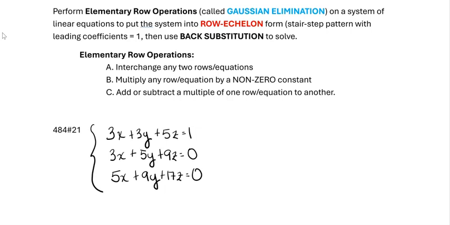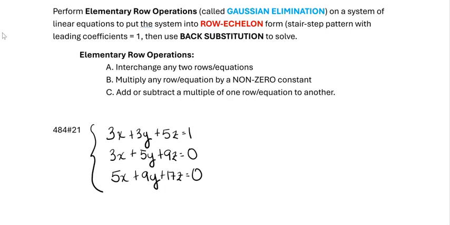So the way that you put a system of equations into that form is you do a process called Gaussian elimination, which is just basic elementary row operations that you perform onto the system of equations to turn it into a new form. And those operations are, you can interchange any of the rows or equations, if you want to, either way you want to call it. I'm going to say row, but it means equation.